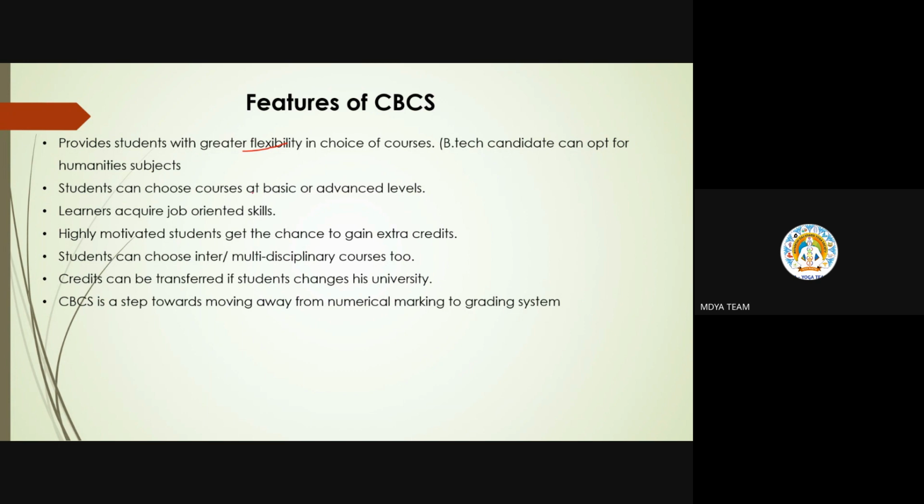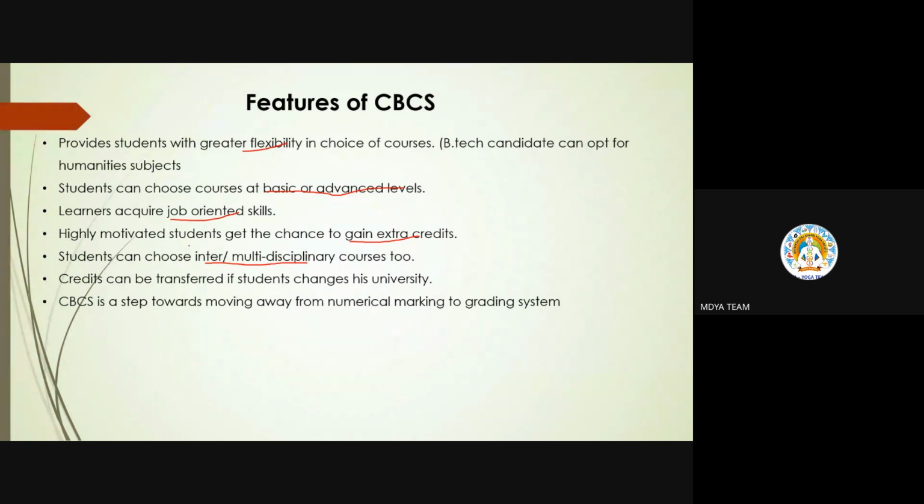Students can choose courses at basic or advanced level. The learner can choose the course accordingly. Learners acquire job-oriented skills. Highly motivated students get the chance to gain extra credits. You can also gain extra credits to use them. Students can choose multidisciplinary courses too. Multidisciplinary is when you are a science student and you are opting for an art subject.